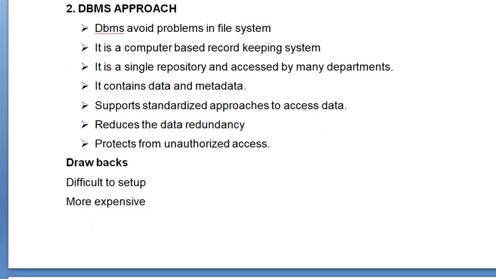Next, the DBMS approach was developed to solve the problems in the file based system. A DBMS is a computer based record keeping system. In a DBMS the data is stored in a central repository, or a main computer, so that the data can be accessed by all the users. A database management system not only stores the data, but also stores the description of the data and the relationships between the data, which is called metadata. Data redundancy is reduced, data consistency is increased, and security is increased. It protects the data from unauthorized access.